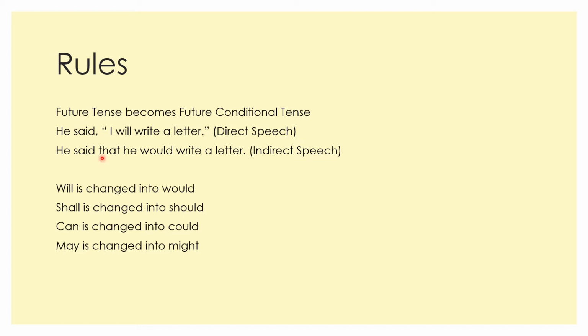We know the other changes. After said, use the conjunction that. The pronoun here changes to the third person. So I has become he. And will write is would write. Will is changed into would. Shall is changed into should. Can is changed into could. May is changed into might.